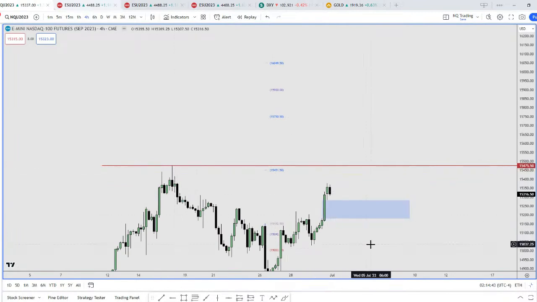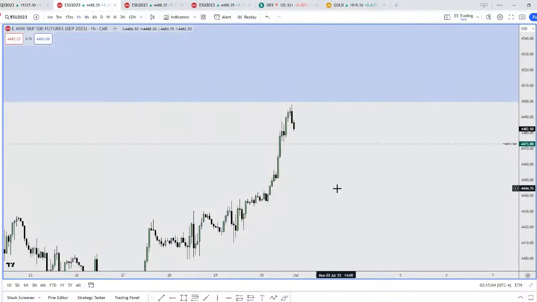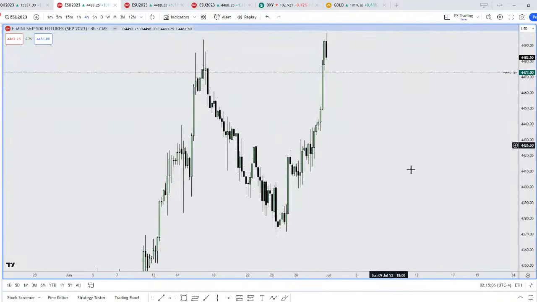Okay, yeah. So same, I'm expecting support in this area here and then a run higher. Even though we have so-called relative equal lows down here, I do not want to see this tagged. Okay, treat it as, let me take a look.